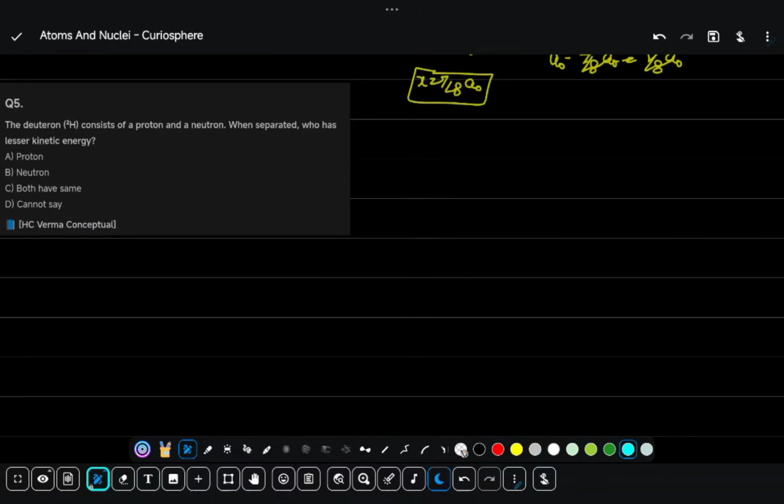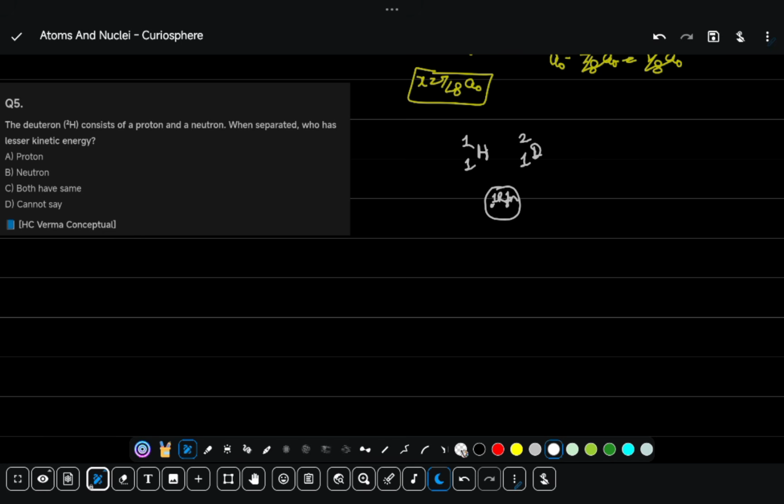Deuterium consists of a proton and a neutron. What is deuterium? First, a normal hydrogen atom consists of one proton and one electron. The deuterium atom is the same hydrogen atom but with an extra neutron: one proton and one neutron. The mass number is increased, right? So that is the difference. It is a deuterium atom, deuterium nucleus, whatever you call it. So in a deuterium nucleus there is one proton and one neutron, right?